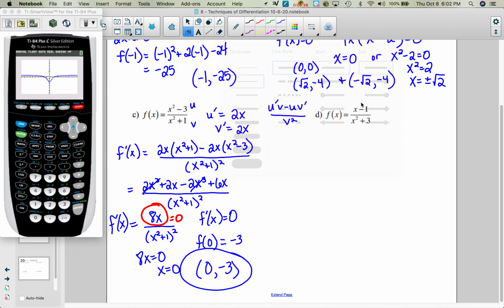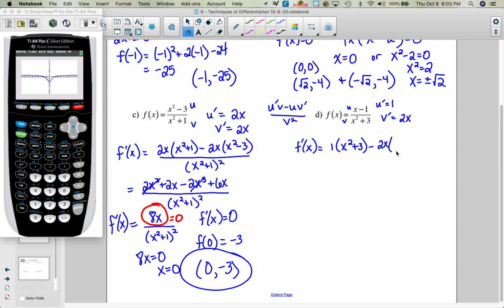Next one, we've got our function. So again, we're going to have to use the quotient rule. So u prime is going to be 1 and v prime is going to be 2x. Because remember, this is u and this is v. So we get f prime of x equals u prime v, so 1 times x squared plus 3 minus uv prime. So I'm going to put the v prime first since it's a monomial. So u prime v minus uv prime, so x minus 1, all over x squared plus 3 quantity squared.